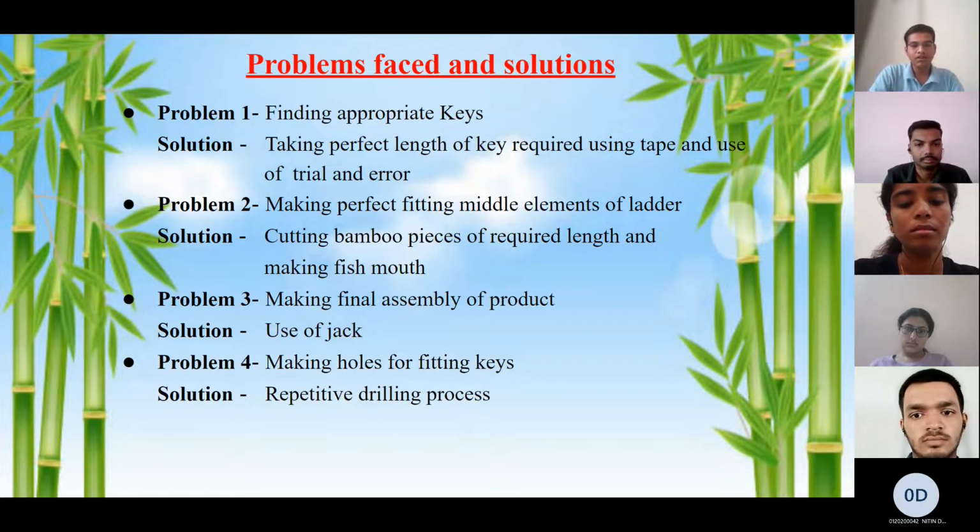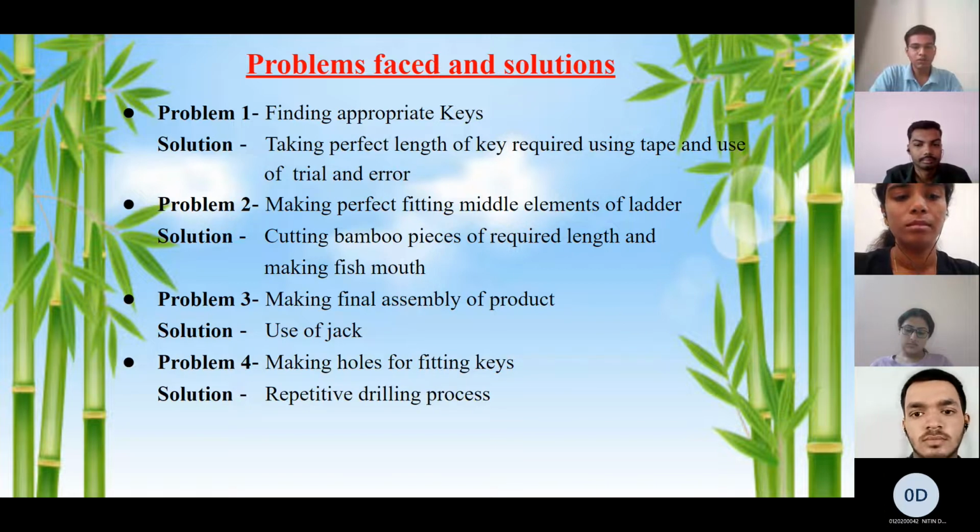Then problem three is making the final assembly of the product. While making the final assembly, we know that bamboo is not always straight. Sometimes we get it bent. So we have to use a jack for fixing the middle elements of the ladder. Using a jack will hold the product firmly so that we can do our work correctly.